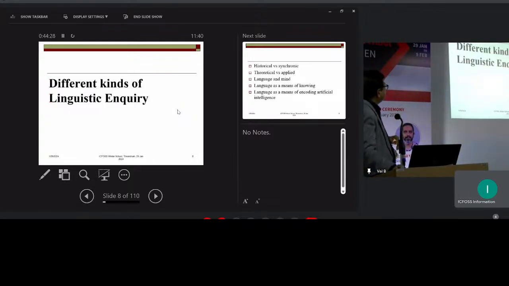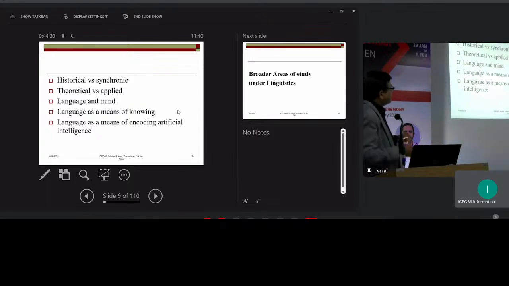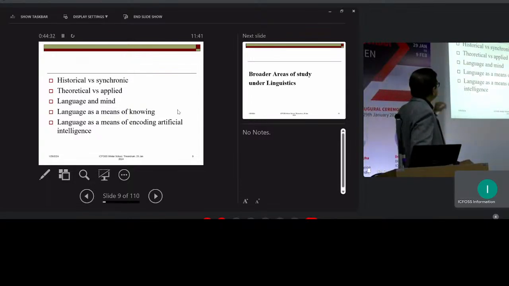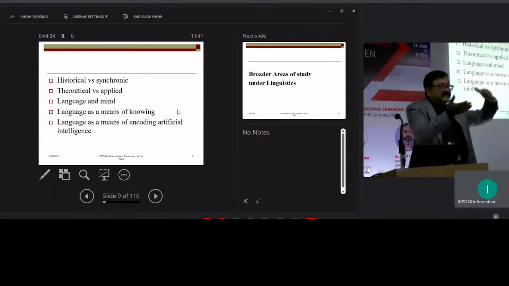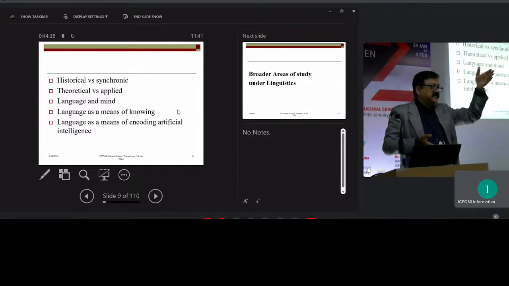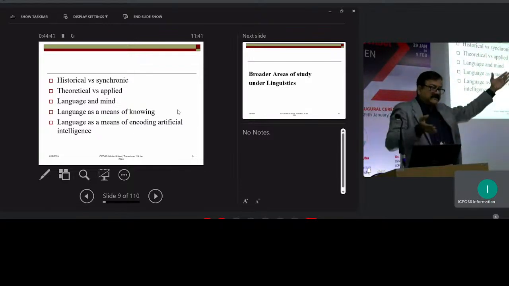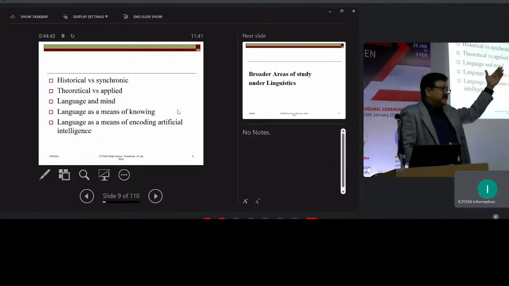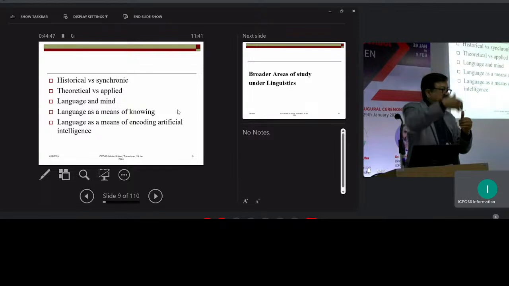Different kinds of linguistic inquiry. When we say linguistic inquiry, it's historical versus synchronic. When we look at language at a different period, ancient period, modern period, medieval period, we say historical. Origin of Malayalam, ancient age, middle time, modern Malayalam, modern future Malayalam.